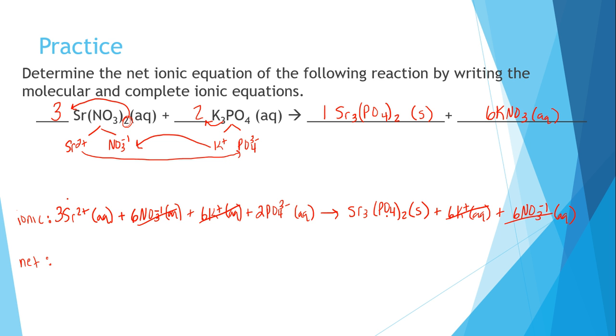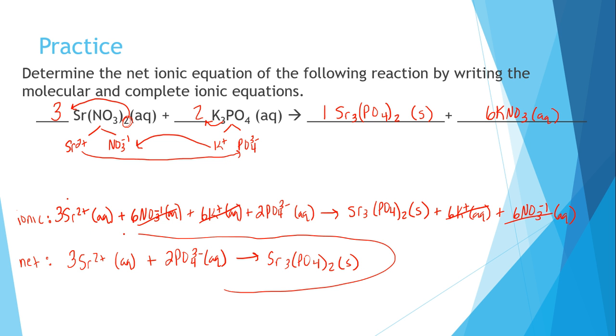Once you've crossed out everything, or you've crossed out your spectator ions, you can write what's left. So here, 3 Sr 2+ plus your phosphate yields your strontium phosphate compound. And then you are done. Nothing more because it's already reduced. So this one right here is going to be your net ionic equation.